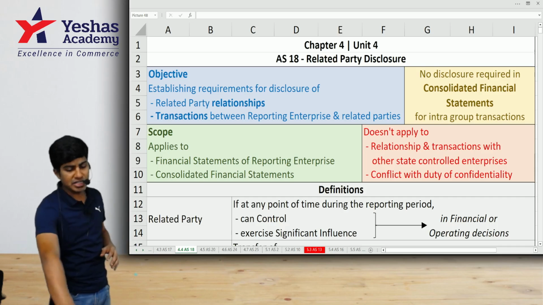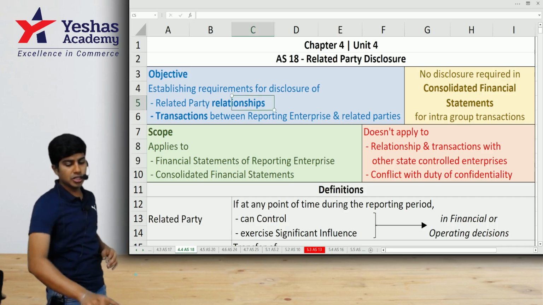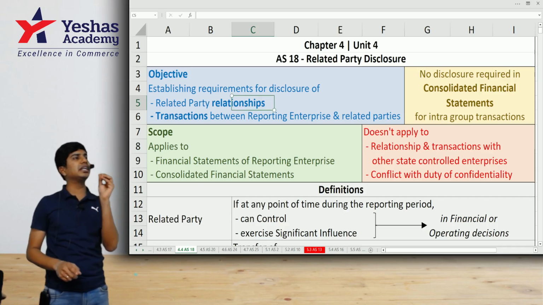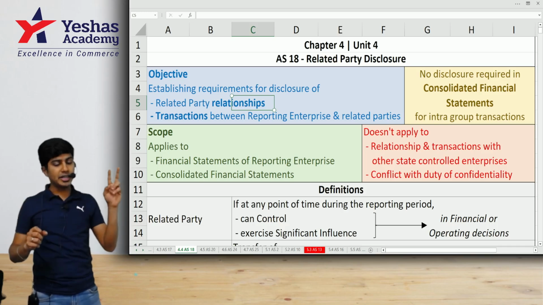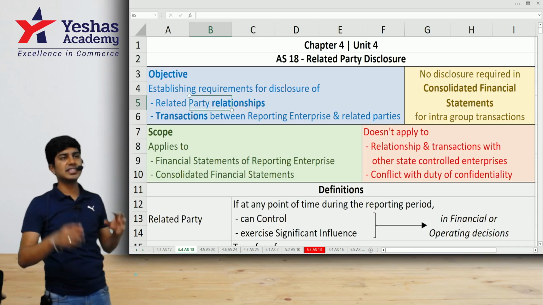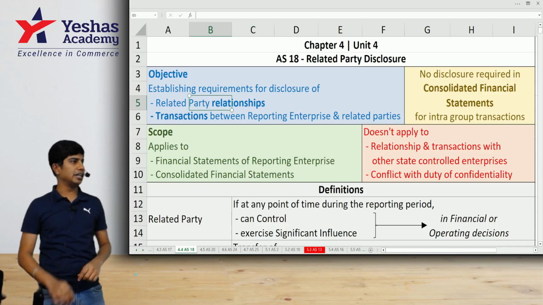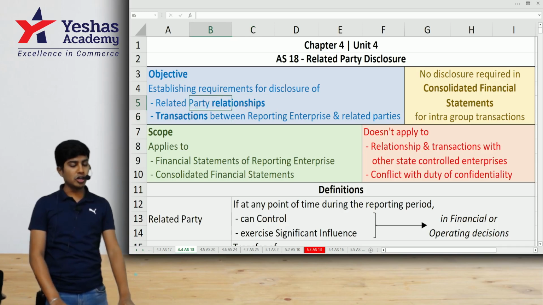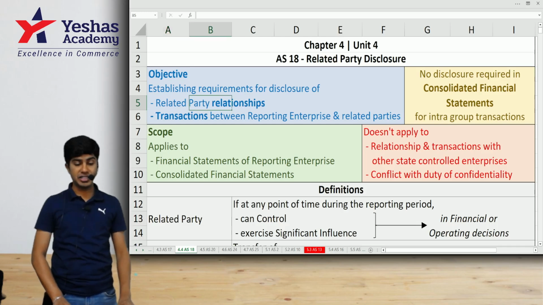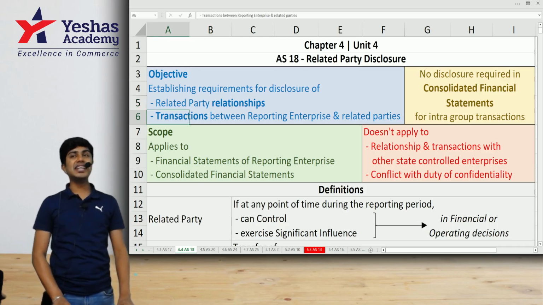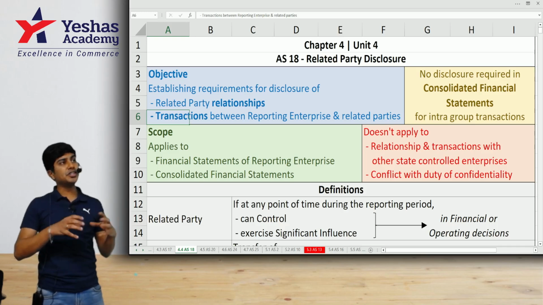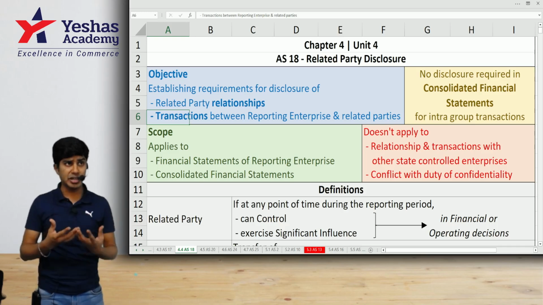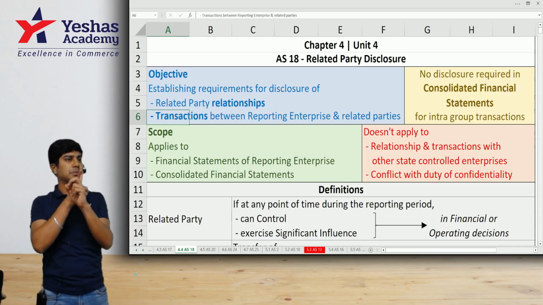The objective of the standard is only two things. Number one is to identify related party relationships. Who are your related parties? And the second point is to disclose all the transactions that you had with those related parties. So a simple 2-point objective. Number one, related party relationships. Number two, transactions with those related parties to be disclosed separately. This Standard 18 does not apply to preparation of consolidated financial statements or transactions between holding and subsidiary.